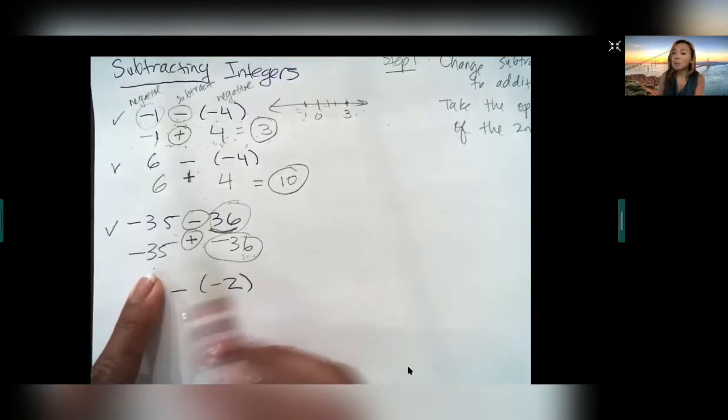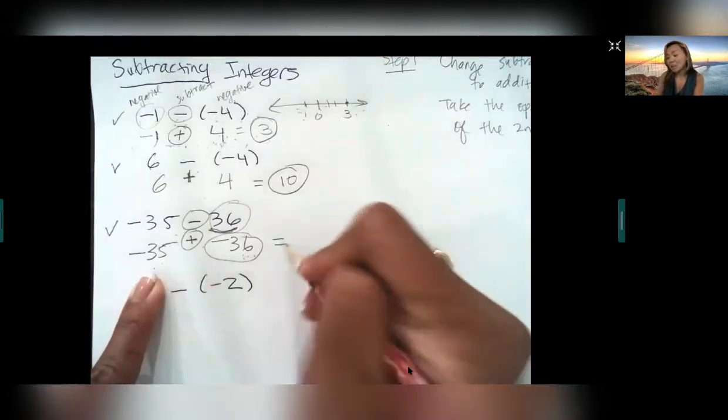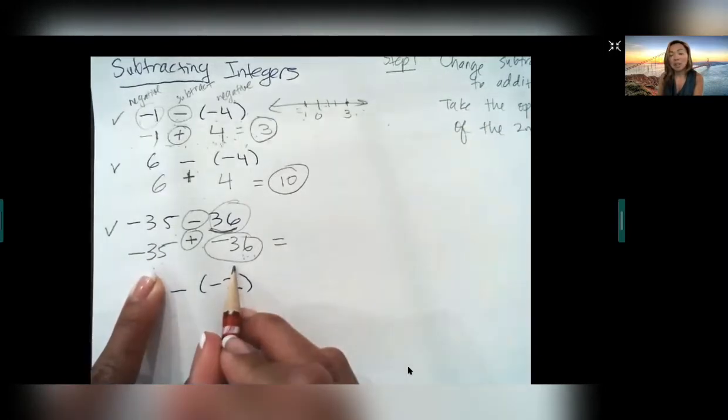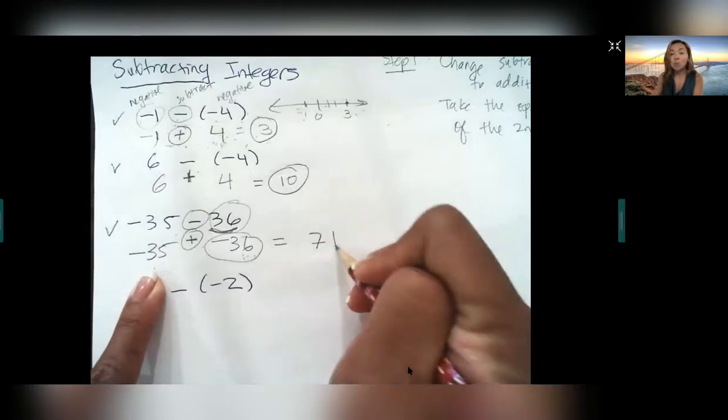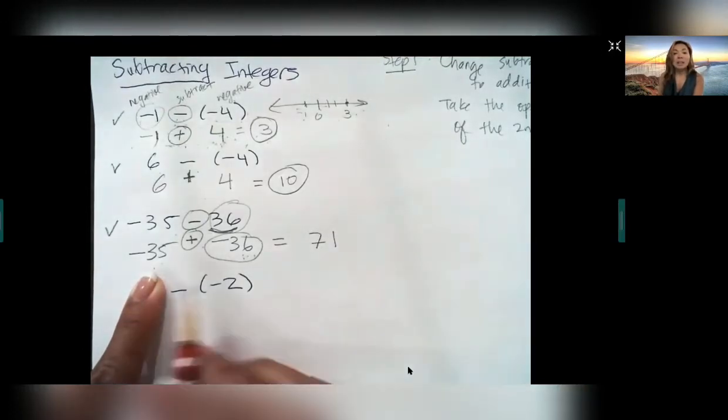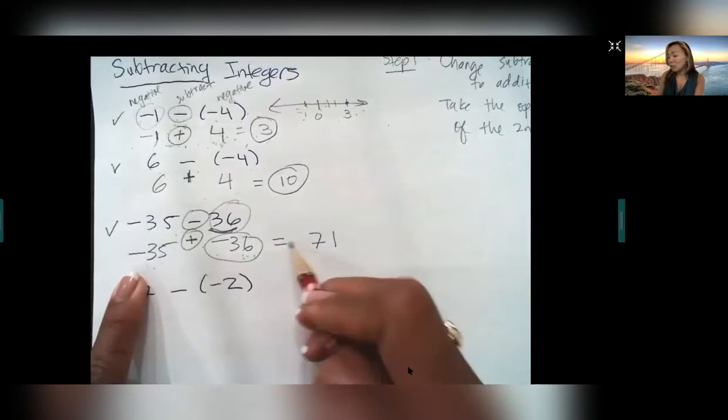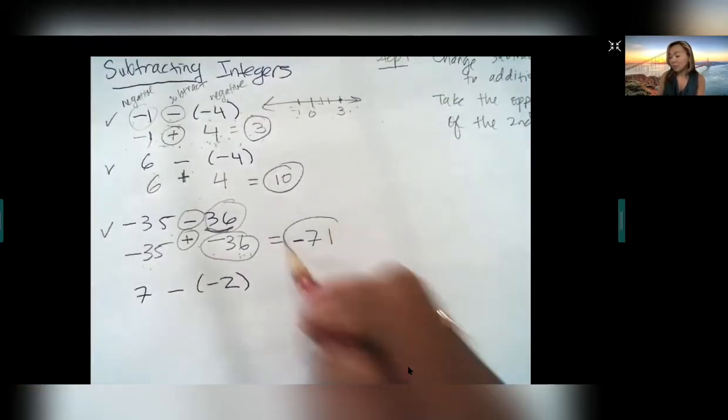So if they're both moving to the left, you're going to add these numbers together since they're going the same direction. When I add these numbers together, I get 71. And since we're moving to the left, we need to say it's a negative sign.